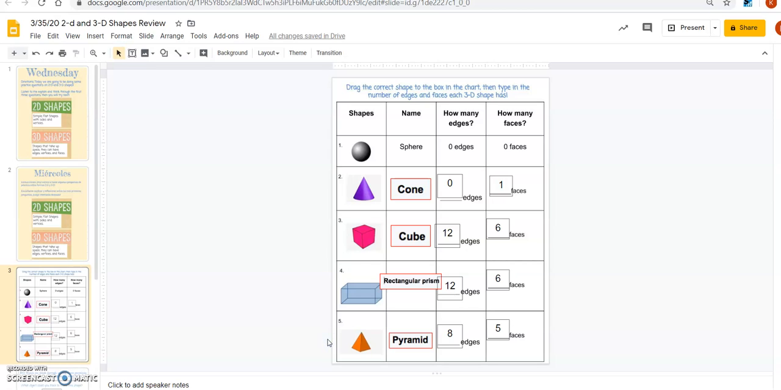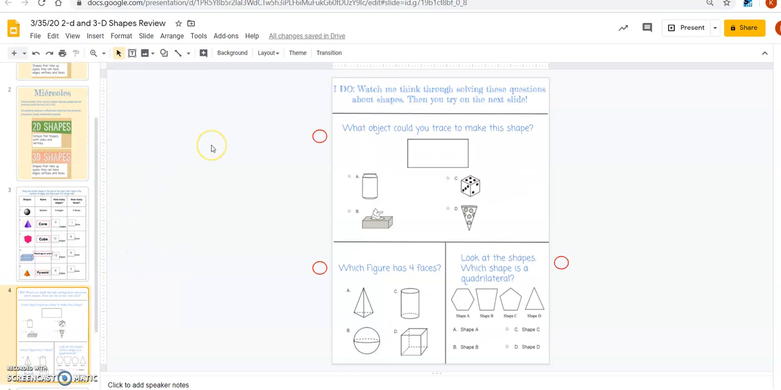So that completes my chart. I hope you guys agree. Now that I've filled out my chart, I'm ready to model some questions. This is an I do, just like in class. You're going to watch me think through solving these questions about shapes. Then you're going to try the next slide.